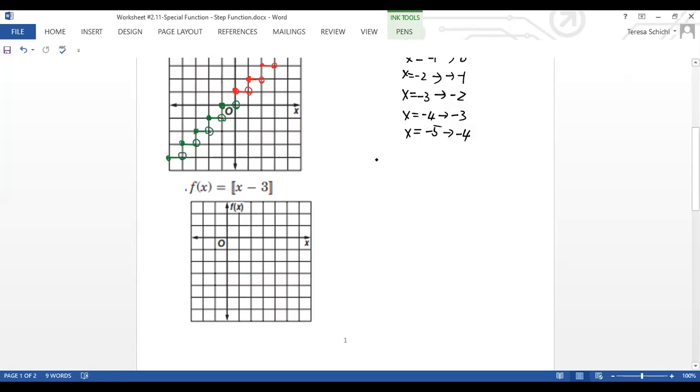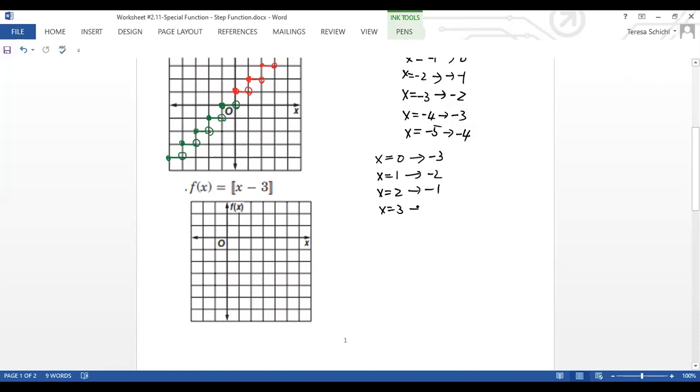Okay, so you can say I start with x equal to 0. So when x equal to 0, 0 minus 3 is what? You got negative 3. Okay, and then x equal to 1. 1 minus 3 is equal to what? Negative 2. Okay, x equal to 2. 2 minus 3 equal to what? Negative 1.